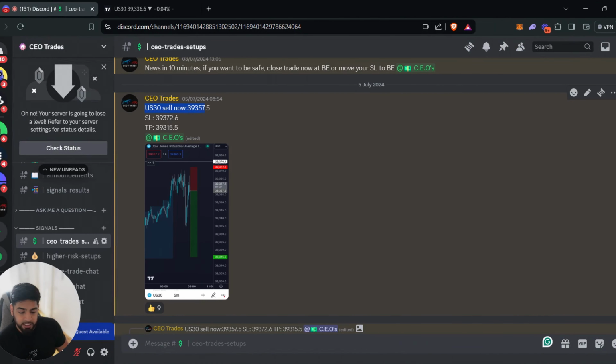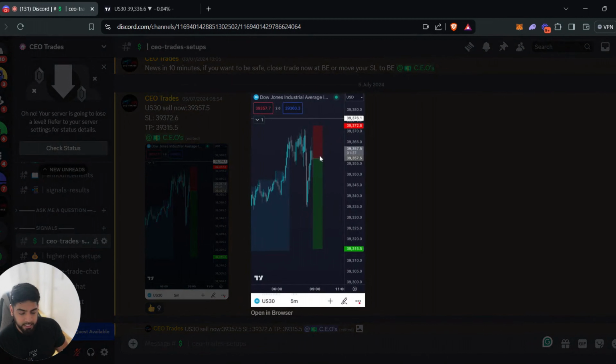This is exactly how I sent it into the group. I said, we're taking a sell on US30. I sent a screenshot of my chart so that everyone in the group can see exactly where it is that I'm taking my entry, where I'm putting my stop loss, where I'm putting my take profit.